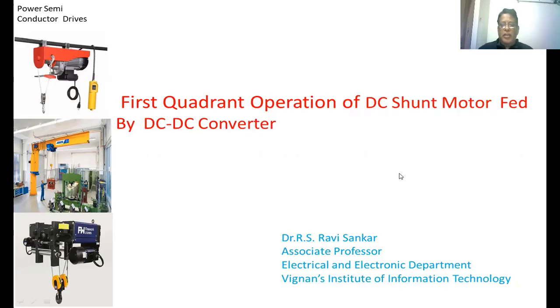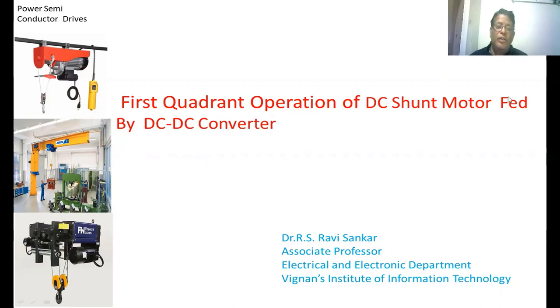Welcome back to the class on semi-controlled drives. In this class, we are going to discuss the first quadrant operation of a DC shunt motor. The first quadrant operation is nothing but a motoring operation, where the voltage and current are positive, nothing but the power is flowing from the supply to the motor, so the motor will be rotating in one direction.